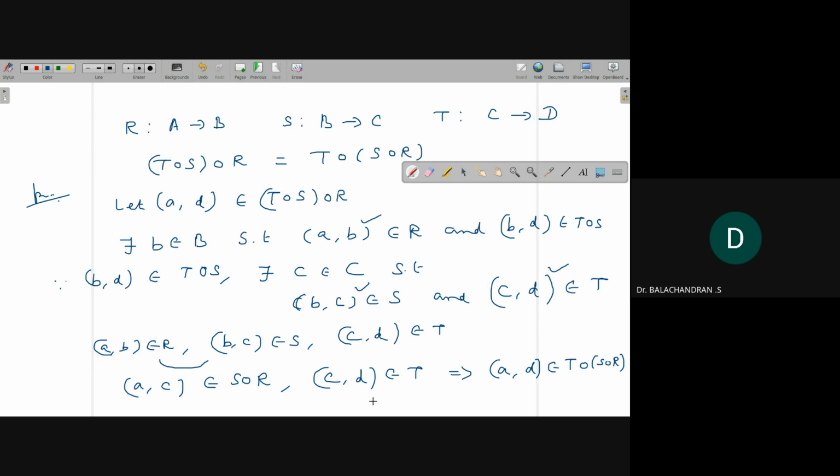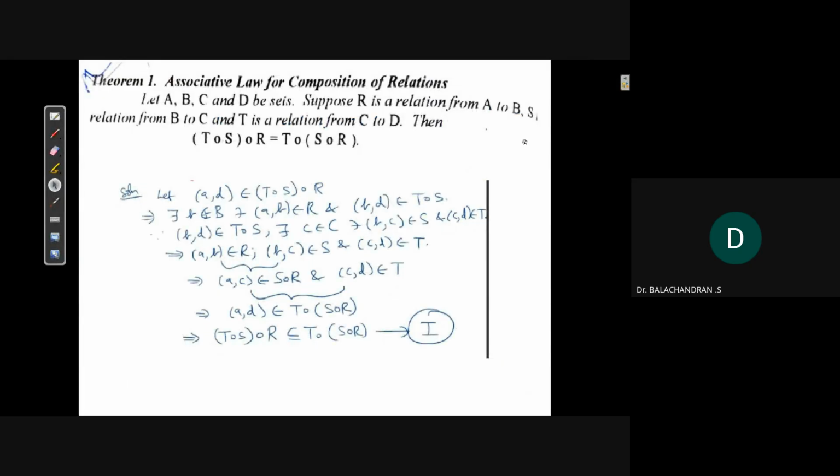So this implies this is considered, this is A, this is B. But A is a subset of what? B. So what is A here? (T∘S)∘R is A, capital A, a subset of T∘(S∘R). So this is the first part. Similarly, you should take an arbitrary element from the right hand side and prove that it is in the left hand side. That I will explain in the PDF itself.